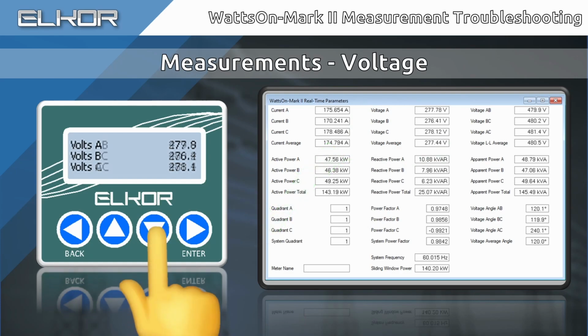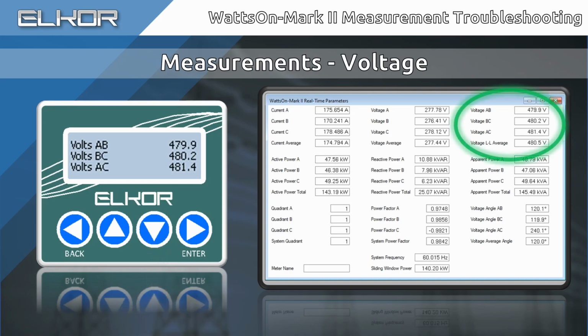Next, check the line-to-line voltages. Are they what is expected? Again, in some cases, depending on the system type, some of the parameters may not be relevant and/or missing, so it is important to know which parameters are expected.